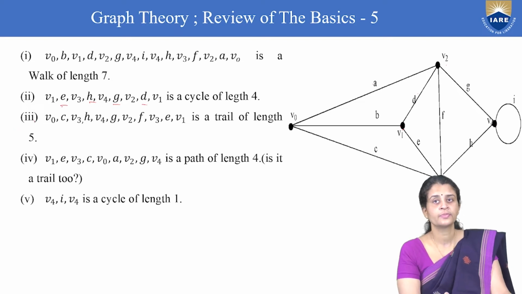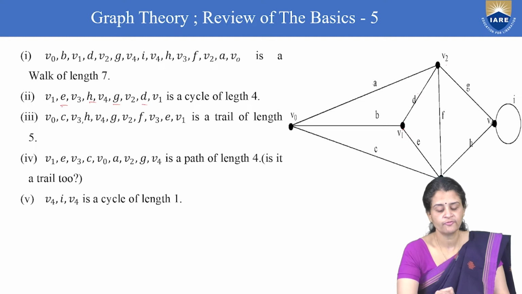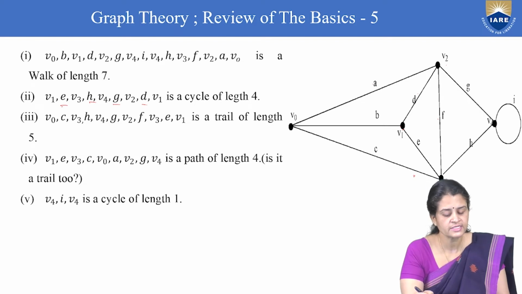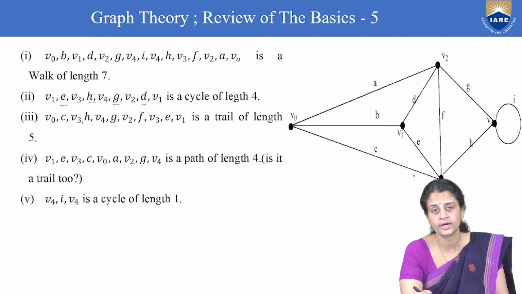This third case one. V0, C, from V0 we are going to V3 through C, then H, V4, G, V2, F, V3, E, V1. What is it? It's a trail. It cannot be a path because V3 has got repeated here. But no edges have been repeated in this walk. So it is called a trail of length 5.